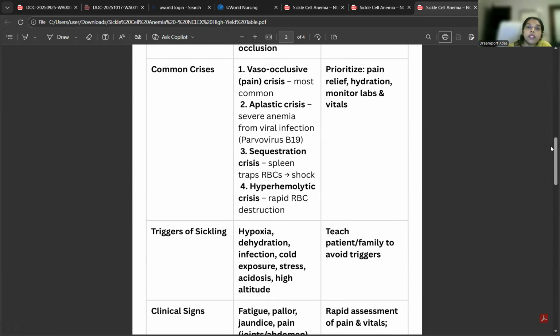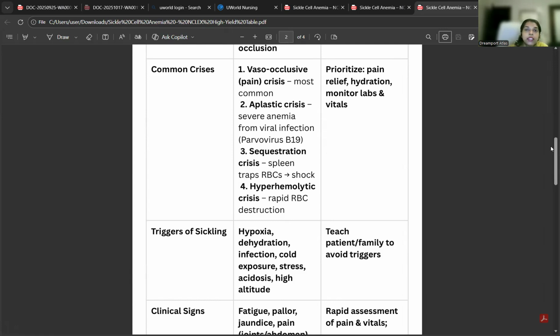The first crisis is the vasoocclusive crisis. We know that the RBC will turn into a sickle form, so it will cause occlusion in the blood vessel, and that crisis is called vasoocclusive crisis. When there is an inadequate blood supply because of the vasoocclusion, it can lead to hypoxia, and the client will experience pain because of the ischemia.